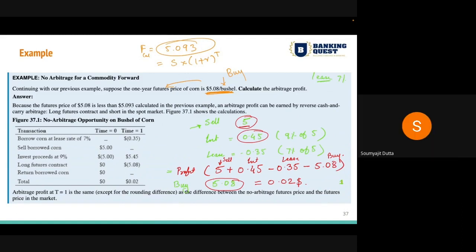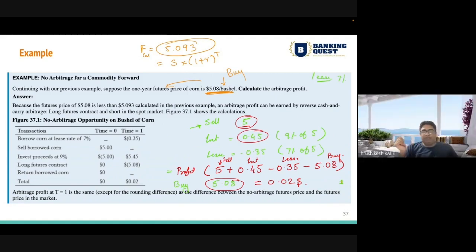So that is 5 plus 0.45 minus 0.35 minus my buying price, that is the future price, which is 5.08. Perfect. Exactly correct.